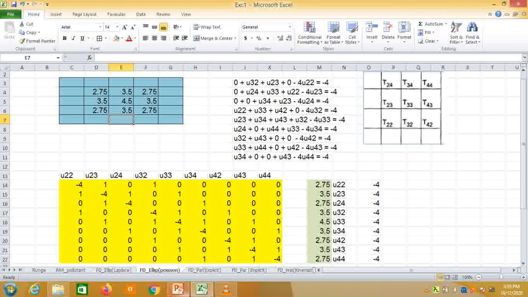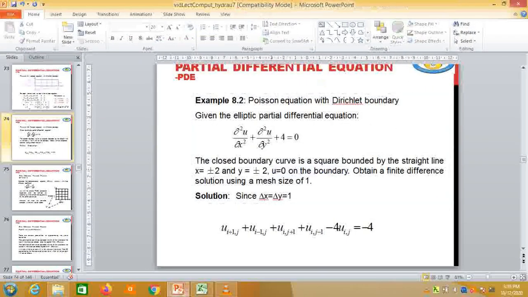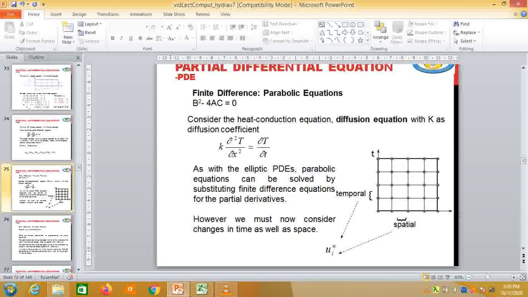Now let's move to parabolic equations, in which case b squared minus 4ac is equal to 0.